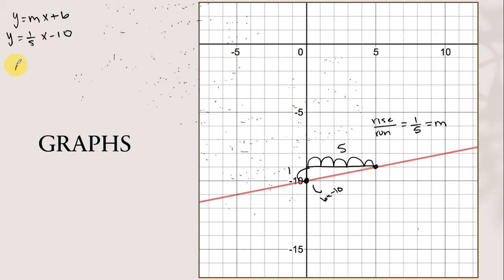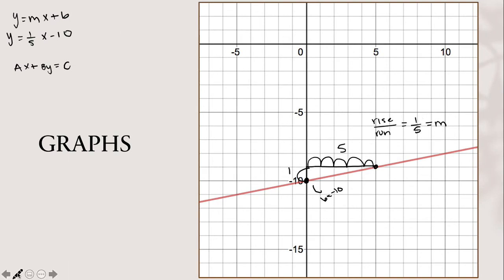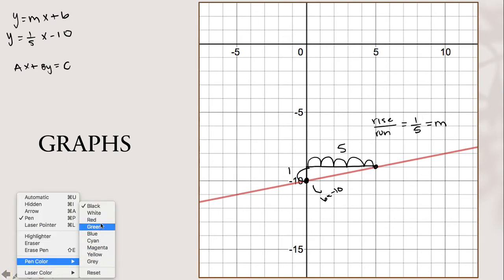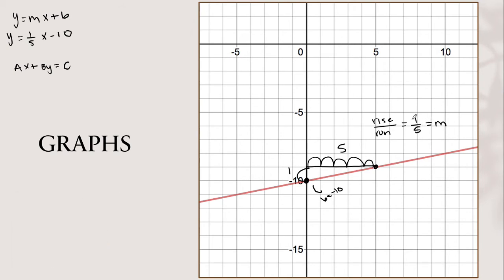But what if I wanted to write this in standard form? Just remember that in standard form, the numerator is A for the slope, and the denominator is B. And since the slope is positive, I know it's going to be a minus sign, so I know it's going to be 1x minus 5y equals C.